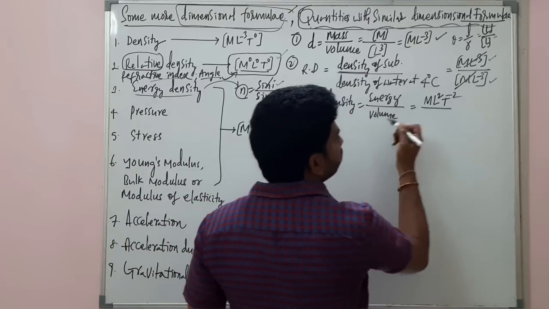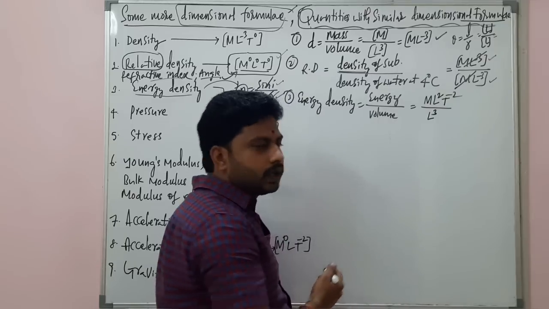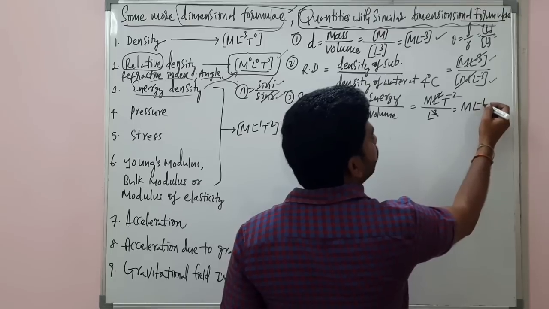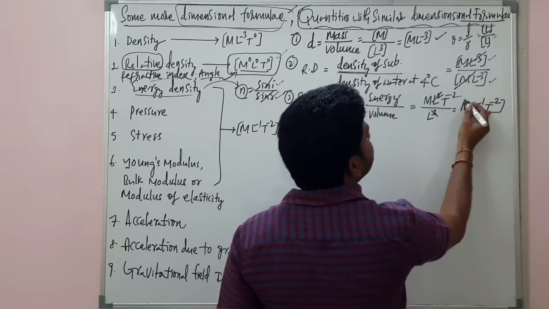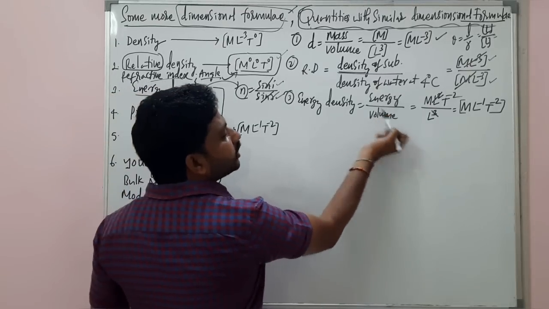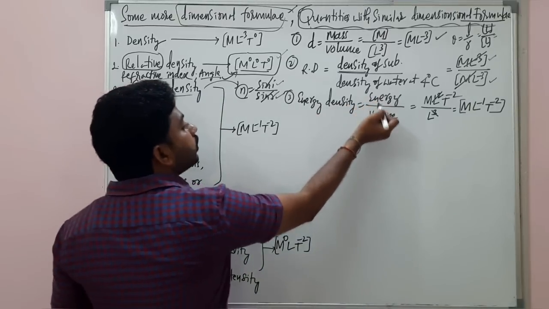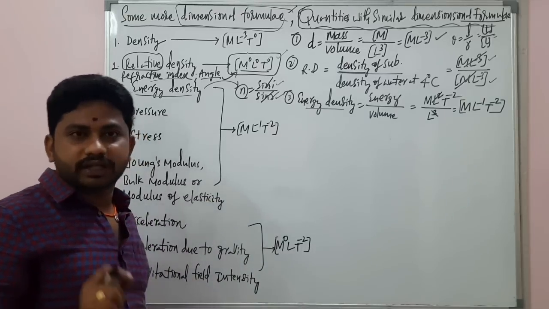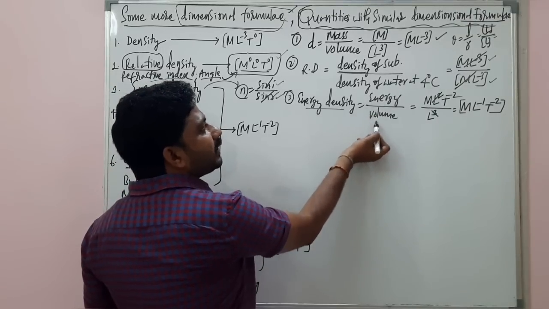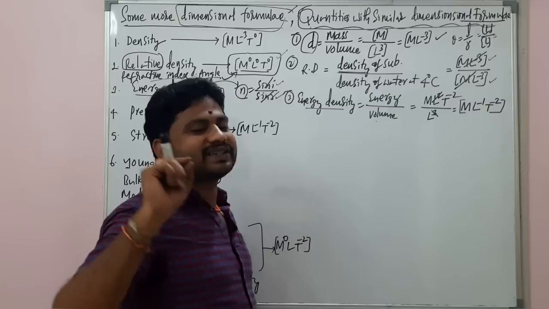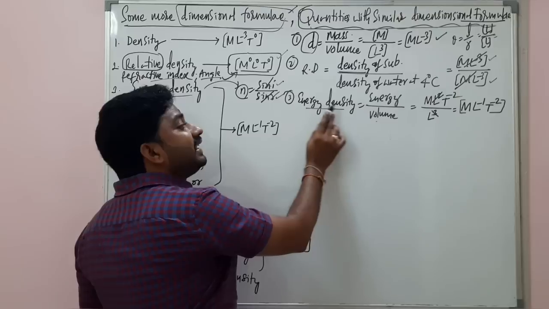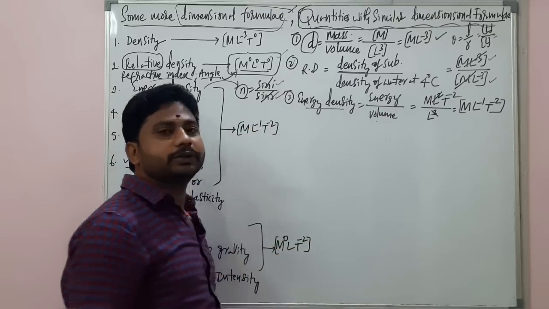Divided by volume. What is volume? L cube. So L square cancelled. Finally, M L minus 1 T minus 2. So that is the energy density dimensional formula. What is energy density here? Energy per unit volume. Remember, energy per unit volume is energy density. Generally, mass density is mass per unit volume. You know what is actually the density? That is called mass density. So that's the reason it's mass per unit volume. Energy density, energy per unit volume.